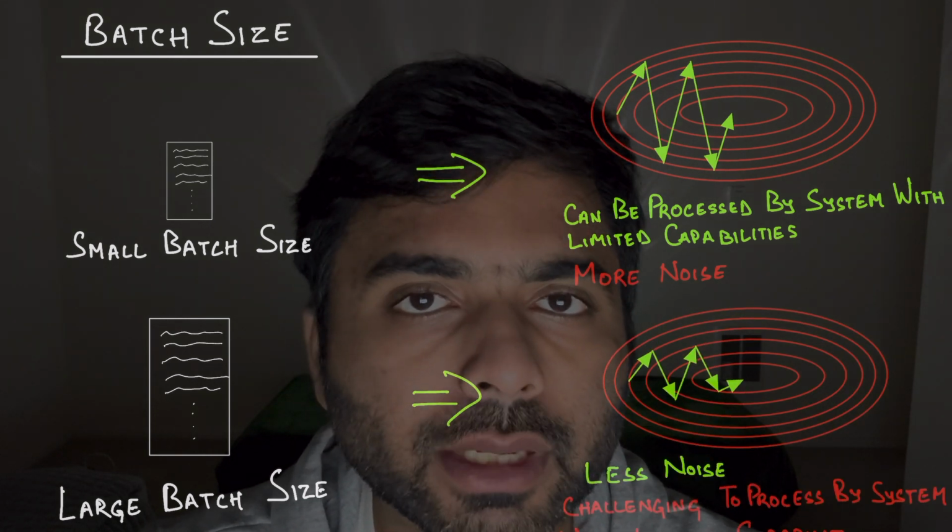systems with limited capabilities. In a nutshell, mini batch gradient descent is a powerful tool that simplifies and accelerates the process of finding the minimum of a function, making it a go-to choice for many data scientists.